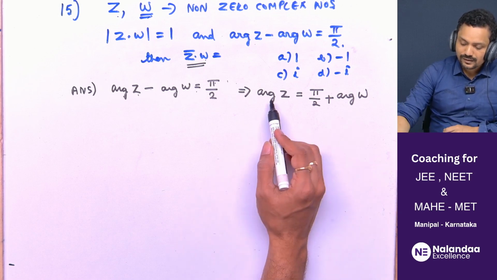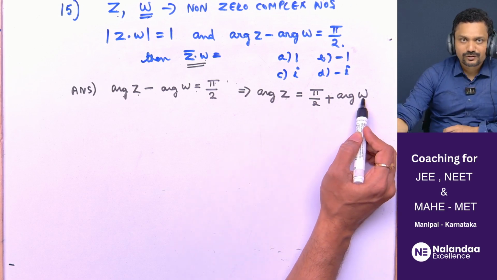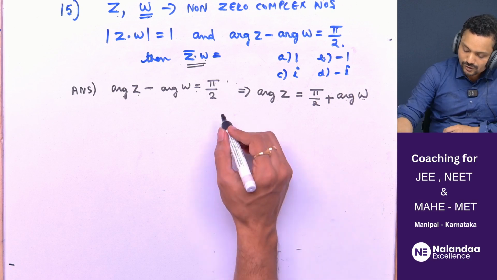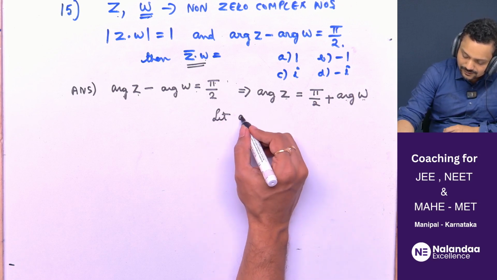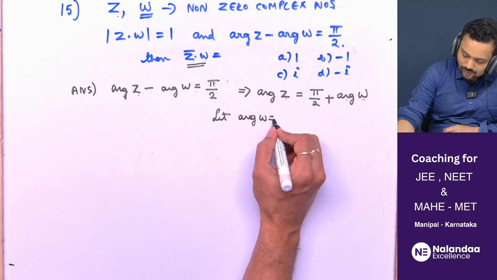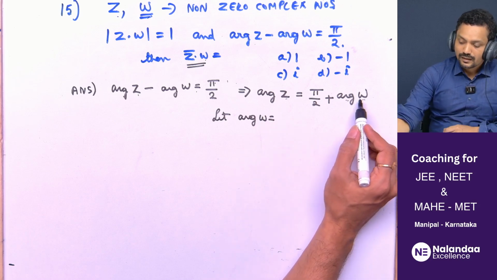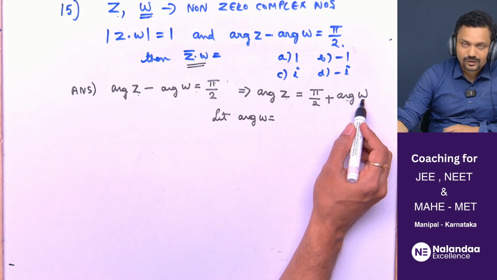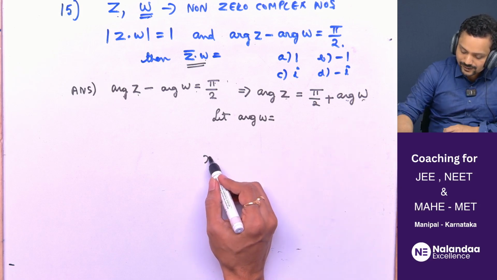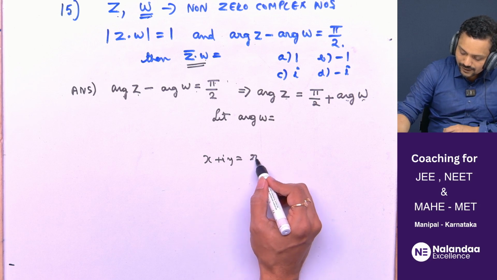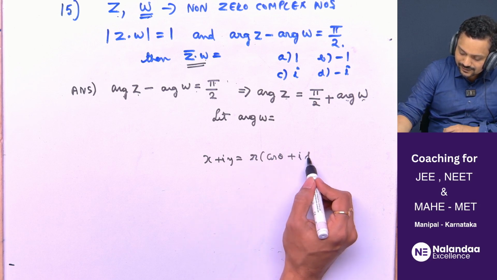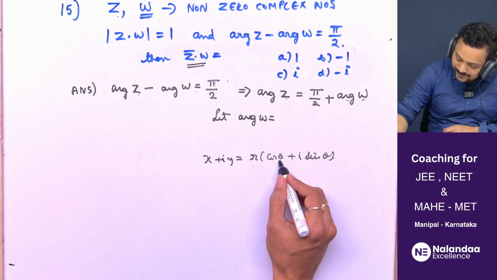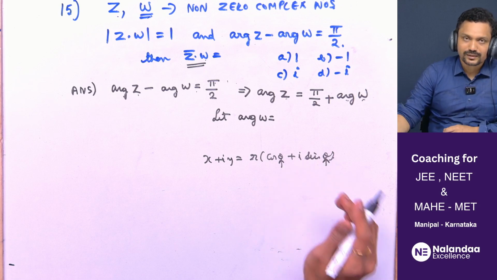Now students, here you can see argument of z depends on argument of omega. So we will assume one value for argument of omega randomly. Let argument of omega be equal to, now what is the meaning of argument? Argument of a complex number is the angle. Always remember that. When you write a complex number x plus iy in the form r into cos theta plus i sin theta, the word argument looks something big, but argument is nothing but this angle theta. This is called argument.